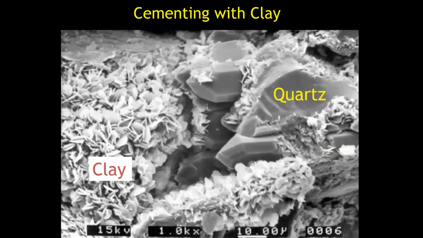Another mineral that often contributes to cement is clay. So quartz tends to stick around, but remember, as things like feldspars and other silicates weather to form clay, those clay minerals can actually grow in place and stick these quartz grains together.